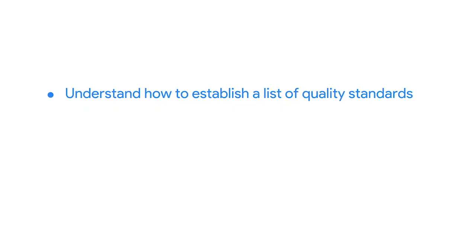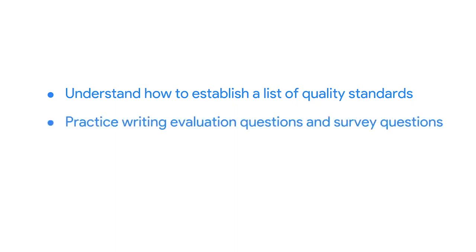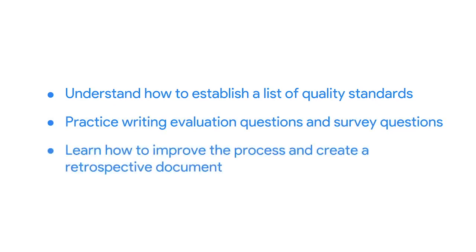By the time we're done, you'll understand how to establish a list of quality standards for one aspect of the Sauce and Spoon project. You'll also practice writing evaluation questions and survey questions that'll help you determine if the quality standards are being met. And finally, you'll learn how to improve the process along the way and create a retrospective document, which you'll be able to add to your portfolio of project management documents.